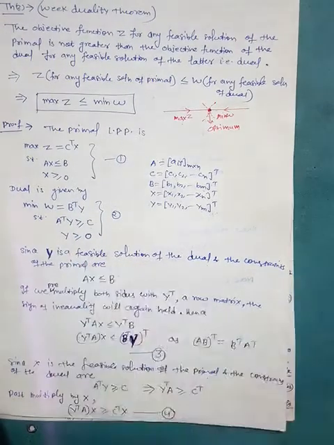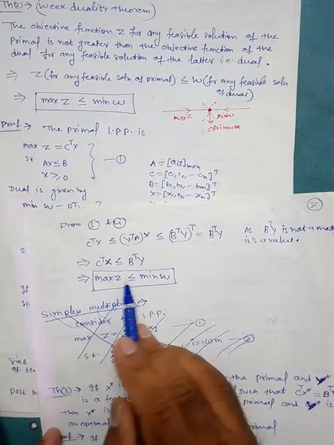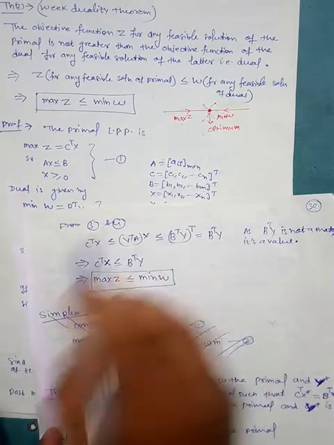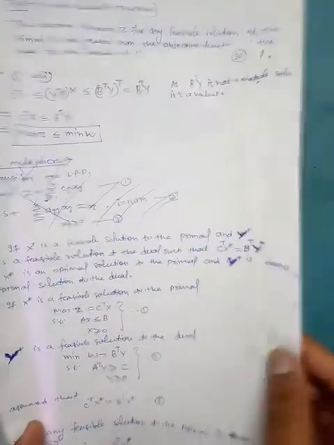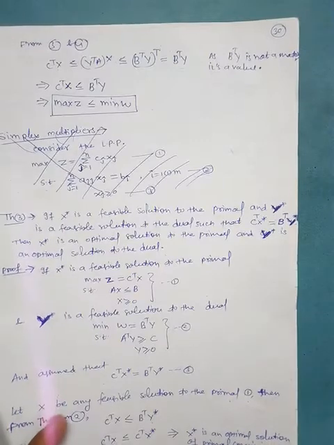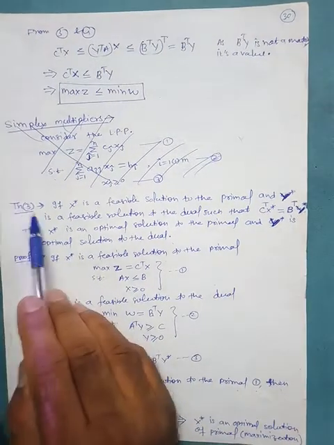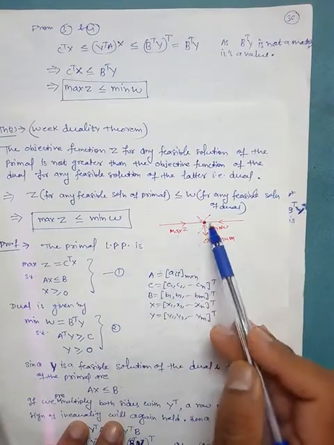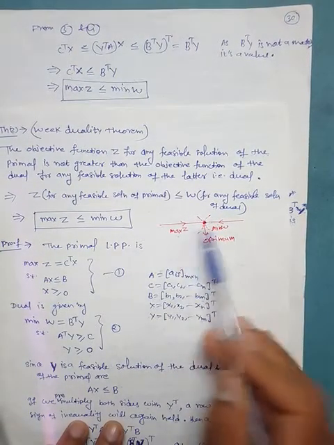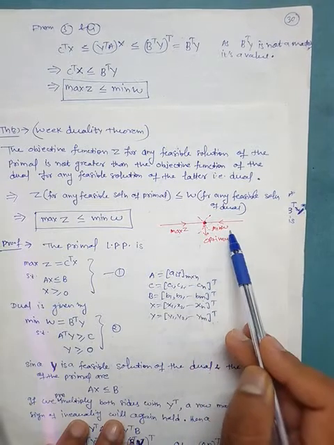Is minimum of w. Hence we can say that maximum z is less than or equal to minimum of w. So this is the weak duality theorem. Fine. So now another theorem, theorem number 3, which says that if optimum occurs then both will be the same. Maximum z is equal to minimum of w.